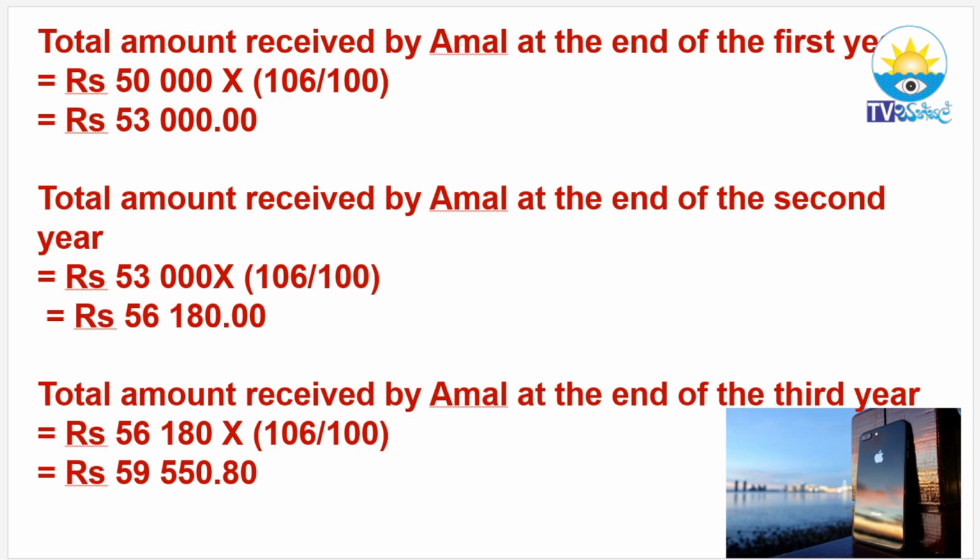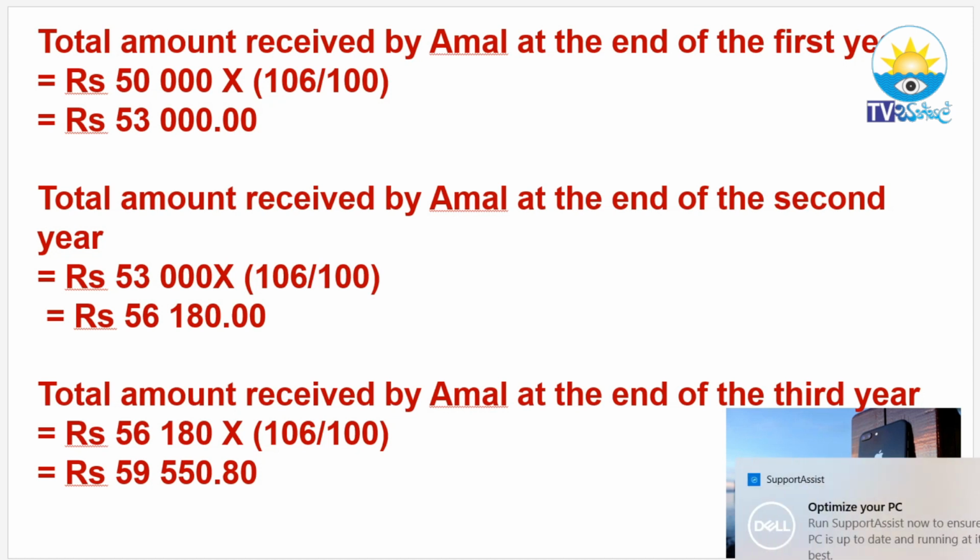Let's move to the second year. Total amount received by Amal at the end of the second year. As in the previous step, you can multiply 53,000 by the fraction 106 over 100. The answer is 56,180 rupees. That is the amount he has obtained at the end of the second year.